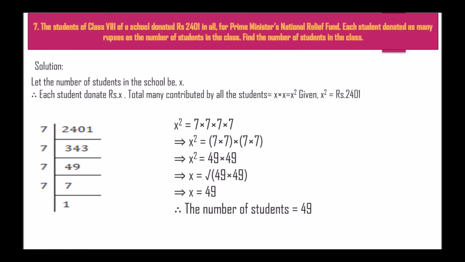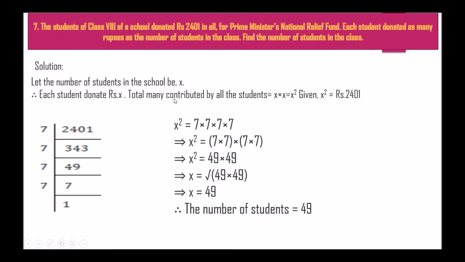Seventh question. The students of class 8 of a school donated rupees 2401 in all for the Prime Minister's National Relief Fund. Each student donated as many rupees as the number of students in the class. Find the number of students in the class. So let the number of students in the class be X. Each student donated rupees X.